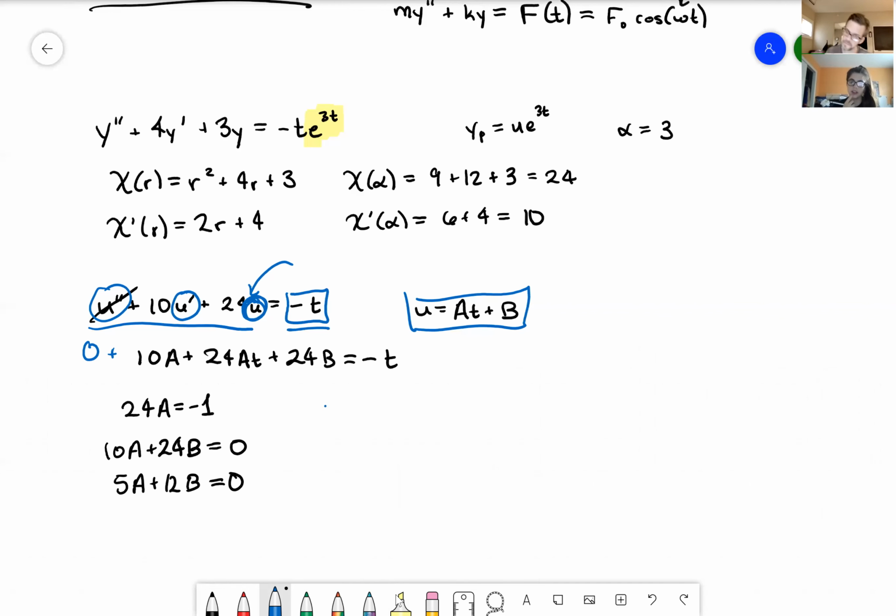So if the t had been raised to like the second power or something, then your u would be like At squared plus Bt plus C. Yeah, exactly. Okay, that makes a lot more sense. Thank you. Yeah, and that's the only thing, I just want this to match. That's all I want.